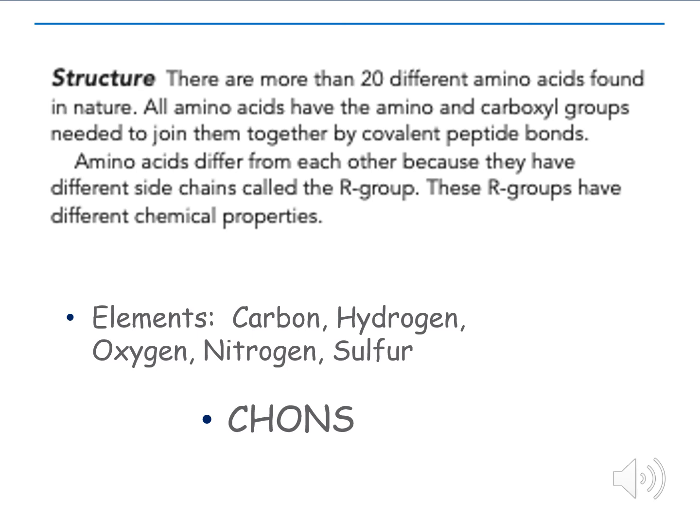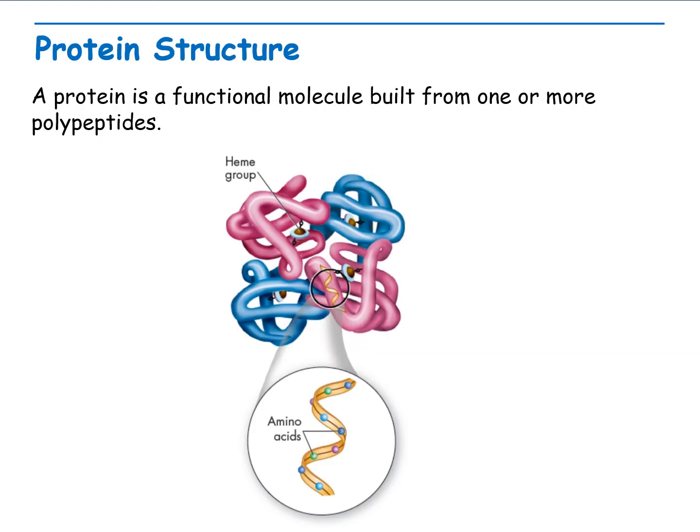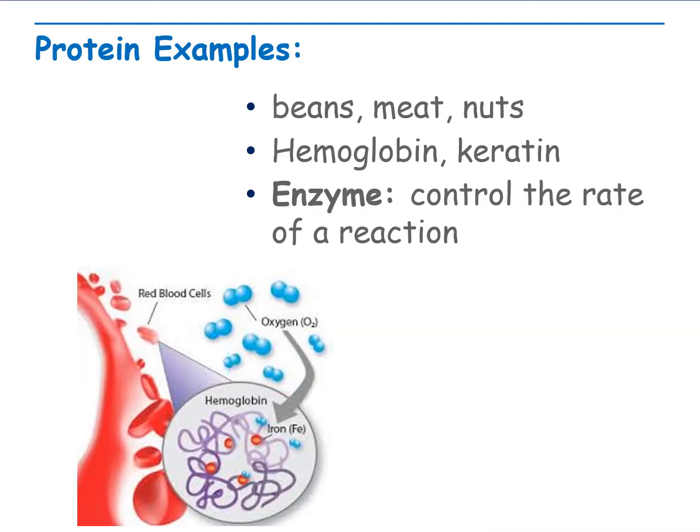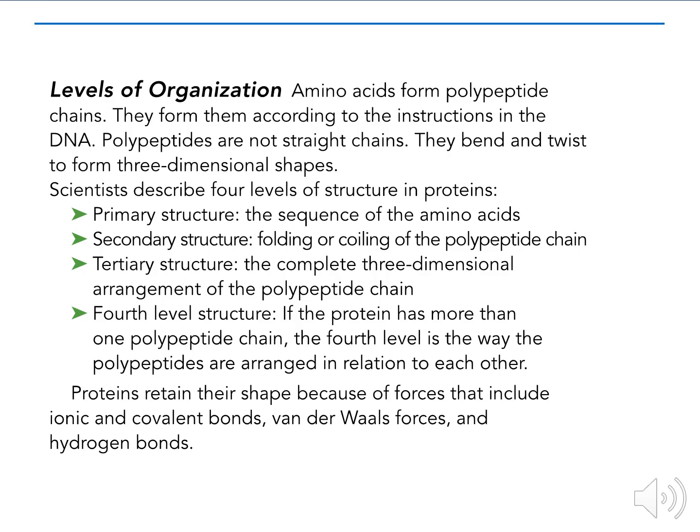There are more than 20 different amino acids found in nature. All amino acids have the amino and carboxyl groups needed to join them together by covalent peptide bonds. Amino acids differ from each other because they have different side chains called the R group. These R groups have different chemical properties. Amino acids form polypeptide chains. They form them according to the instructions in DNA.